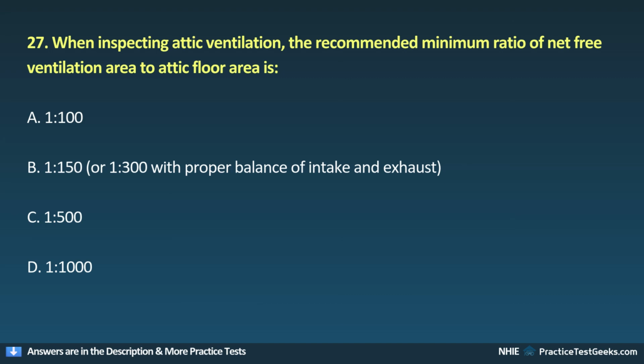27. When inspecting attic ventilation, the recommended minimum ratio of net free ventilation area to attic floor area is A. 1 to 100. B. 1 to 150, or 1 to 300 with proper balance of intake and exhaust. C. 1 to 500. D. 1 to 1,000.